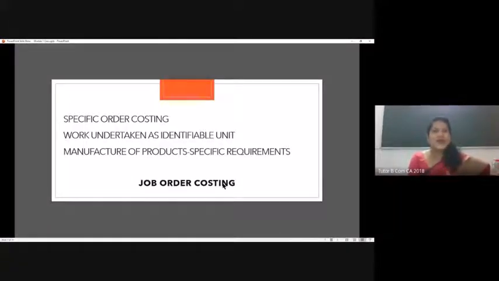Two, yesterday I told the example of stitching a shirt. Likewise, here work is undertaken as an identifiable unit. You will assign a particular work and the cost is computed based on that assignment. It's not a general rate, but depending on the type of job, we will fix the price for it. So the factor deciding upon the price would be the cost of rendering that particular job.